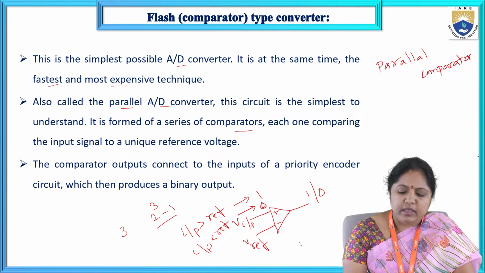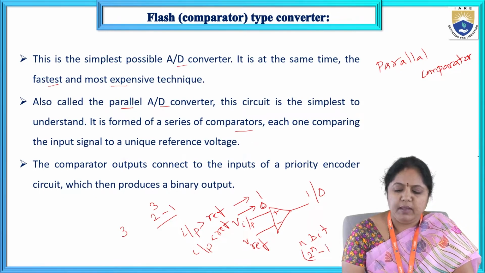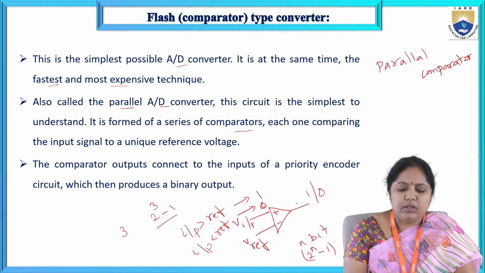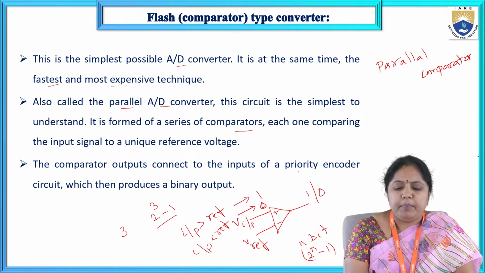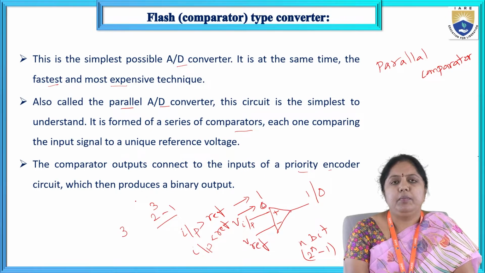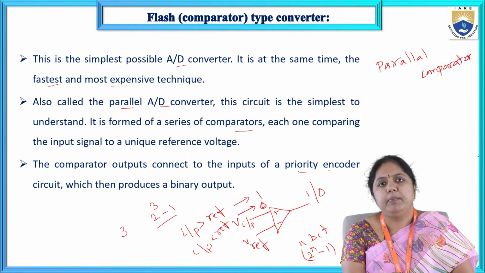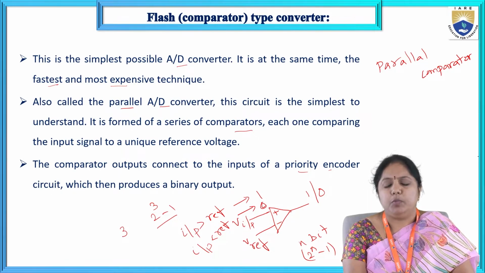Suppose it is an n-bit. For the n-bit, we are taking 2 power n minus 1 number of comparators. Next, whatever the comparator outputs are there, we are giving the comparator outputs to a priority type of encoder, right? Priority encoder. So based on the type of input we are giving to the priority encoder, it will generate the equivalent binary outputs.